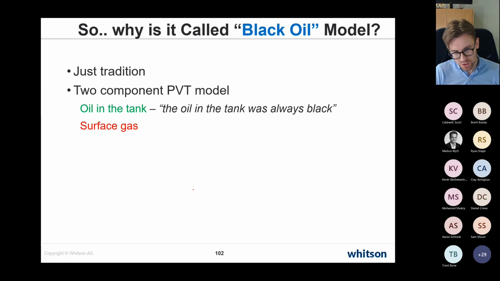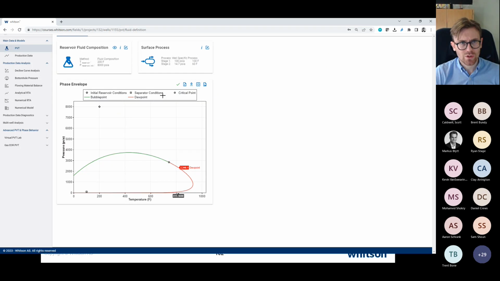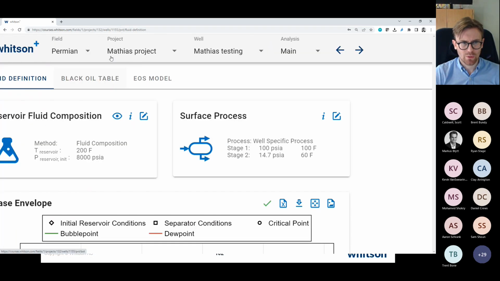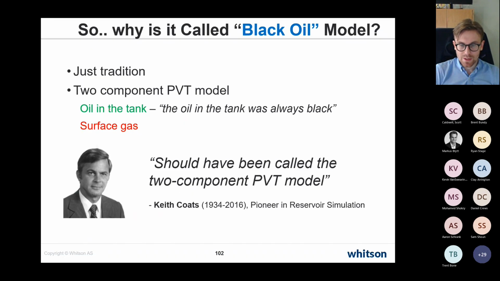Then you have the other component, which was the surface gas. But probably a more proper name for the model would be the so-called 2-component PVT model. Just remember that, even though you'll see in Whitson Plus, no matter if you have a dry gas, it will refer to a black oil table. Maybe a more generic name is a PVT table. Our point here is that the model you're using is often called black oil, even though you use it for condensates and whatnot.